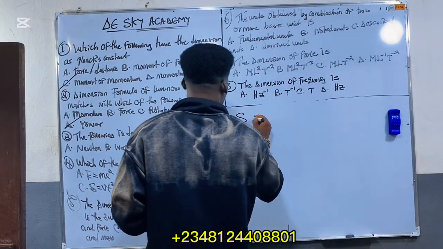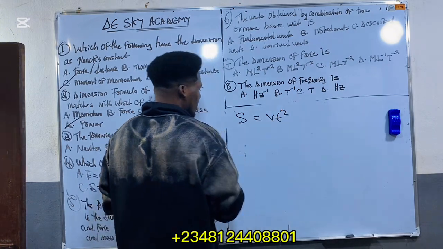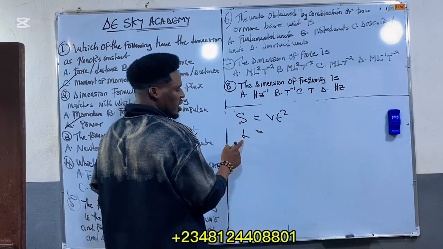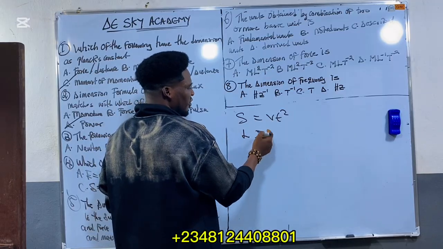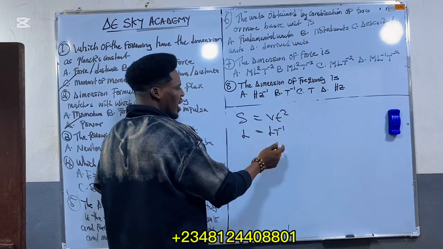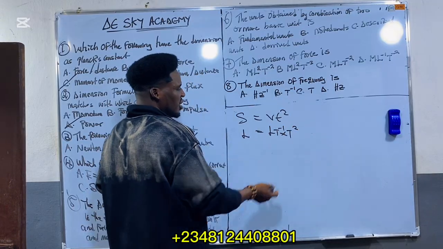Option C, you have it that s is equal to vt², right? What is s? s is displacement, which is L. Dimension of displacement is L. What is v? v is velocity. Dimension of velocity is LT⁻¹. Then I have t², right? So that means this is times T².